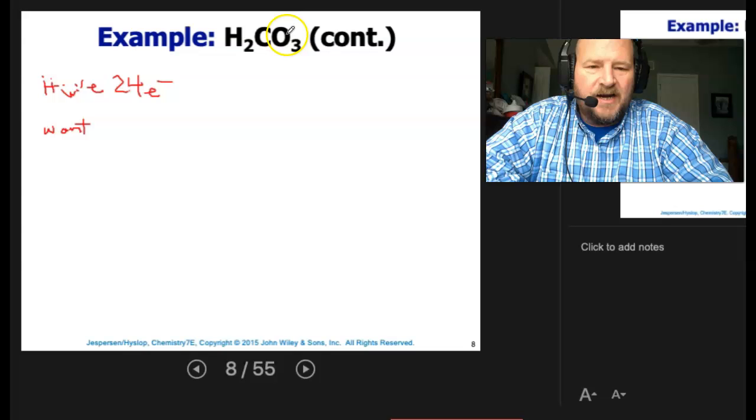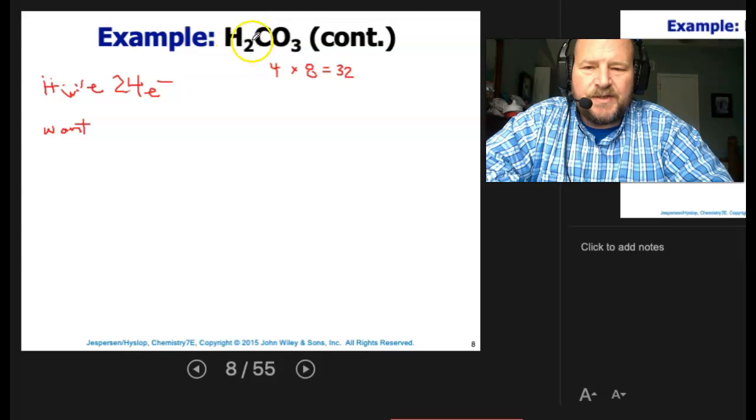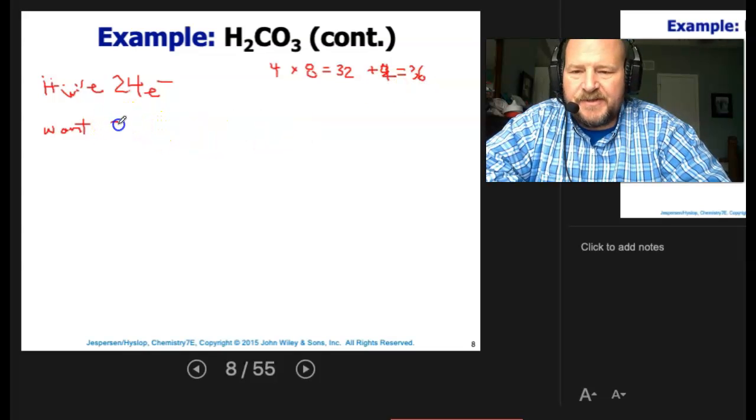So we have carbon and oxygen, but we have 3 oxygens. So that's going to be 4 atoms that want 8 electrons. So 4 times 8 gives me 32. Plus the hydrogens each want 2. So that's going to be 2, 4 added to that. So that's going to be 36. So to make everybody happy, we want 36 electrons.